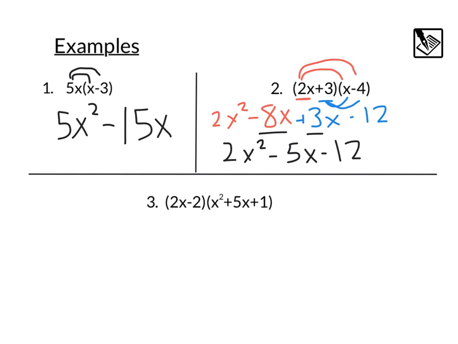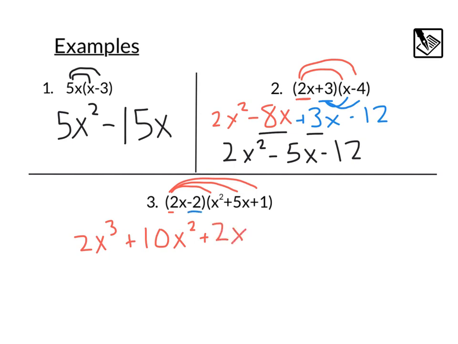Here's our last one. If you want to give it a shot on your own, go ahead and pause the video and then see if you get it correct. Okay, here we have 2x minus 2 multiplied by x squared plus 5x plus 1. This first term, 2x, is going to multiply to the x squared, giving us 2x to the third, multiply to the 5x, giving us 2x times 5x. 2 times 5 is 10. x times x is x squared. And then 2x times 1, which would just be plus 2x.